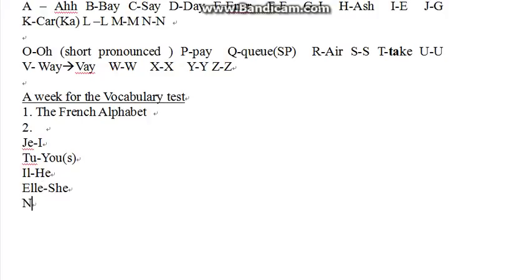For we is nous. Actually, nou. We don't really pronounce S in French. So nou. Vous. Vous is you, but plural. And finally, ils is they.